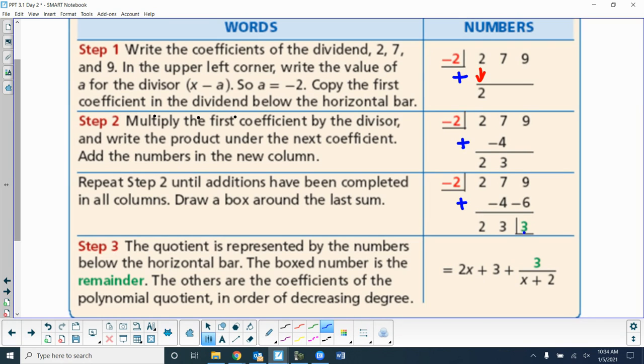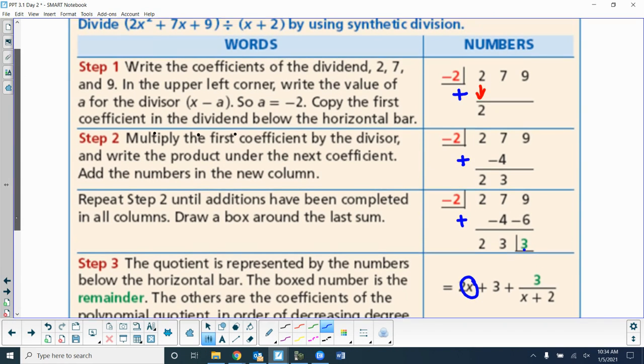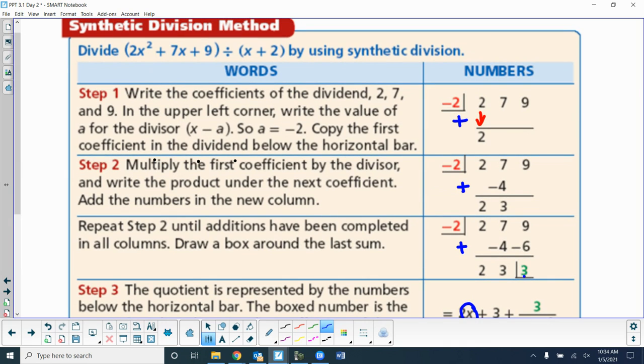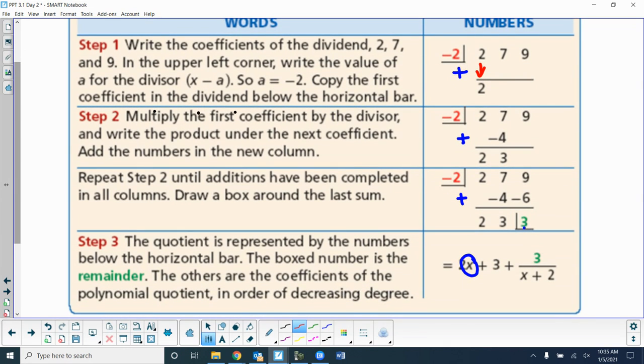This variable here is always 1 less than the original. It started out as x squared. So in our answer, this first term will be 2x to the first. If that was x cubed, then that would have been 2x to the second to start. And then you just go down by 1s as you go. You guys remember that from last year? It's a lot quicker and easier. Any questions?